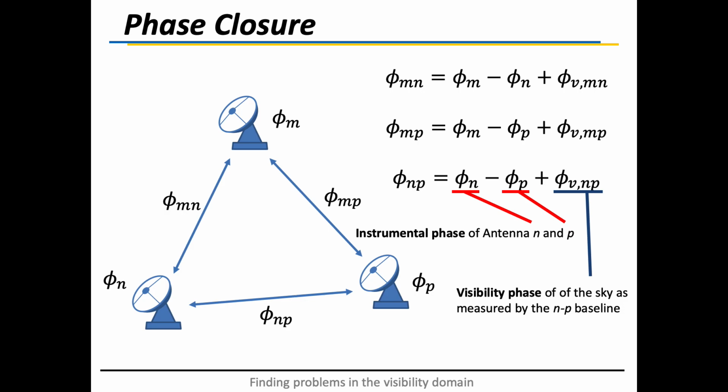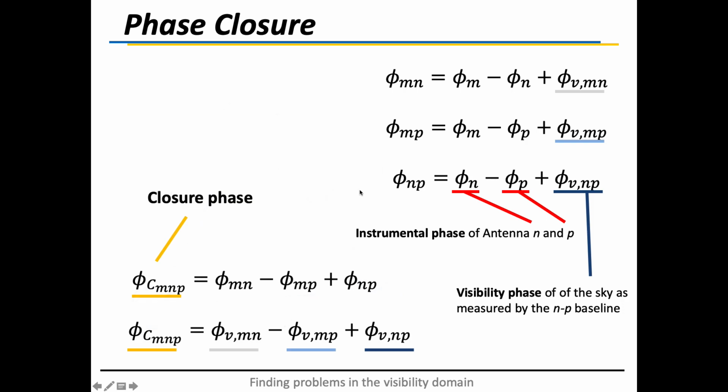These components are the leftover after adding both noise and instrumental phase components. So I have three systems of equations. What does that do for me? Well, if you add these together in this very particular way, you will find that these instrumental phase components cancel out. You can get a quantity known as closure phase that depends solely on the so-called true visibility of the sky, without having to worry about any calibration requirements.